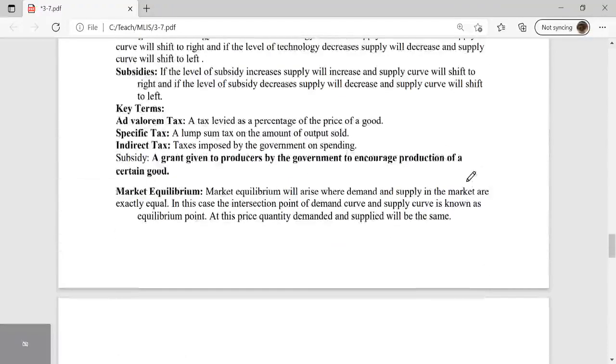Our next topic is market equilibrium, but I don't think I'll be able to finish it today. I'm starting it, but in the next class we may again start from this topic.